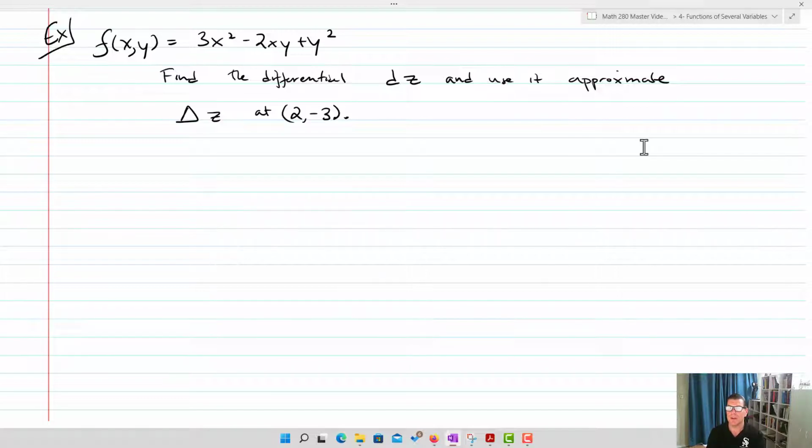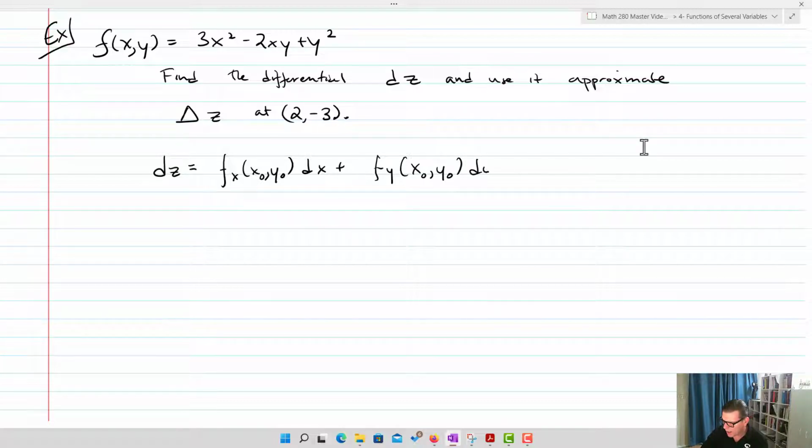I think it's just the vocabulary here that's very difficult. It's a matter of putting things together, studying what it says here. So we've got dz, the change in z. If you remember, that's going to be fx at x naught, y naught, dx, plus fy at x naught, y naught, dy.